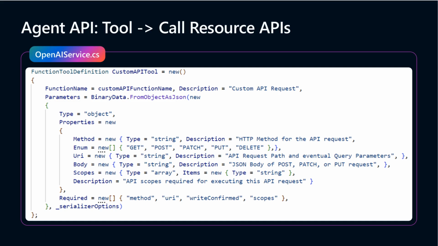Next, we looked at the custom API function tool that empowers the agent to make HTTP calls specifying method, URI, payload, and appropriate authorization scopes. This ensures all generated API requests are complete, valid, and securely authorized, enabling safe integration with various APIs. This flexibility is essential to support diverse backend services while maintaining strict security boundaries.